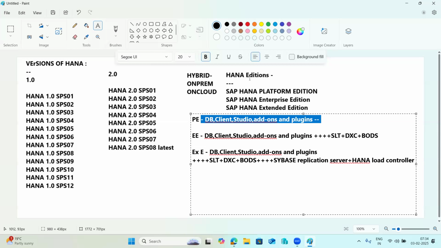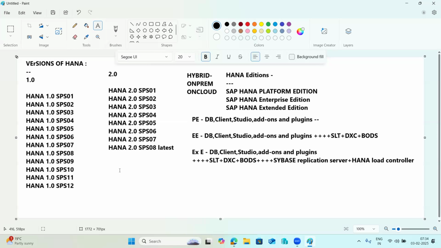In the three editions, the common difference is that you will get the DB client, studio add-ons and plugins, and all the functional DB functionalities. Additionally, if your company has a requirement for SLT and DXC, then you need these details. If you purchase them separately, then you need to pay an additional license amount. HANA database is proprietary commercial software, so we have to provide an additional license. That is the difference here.